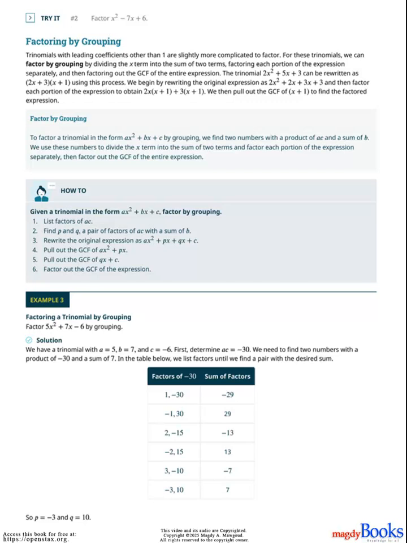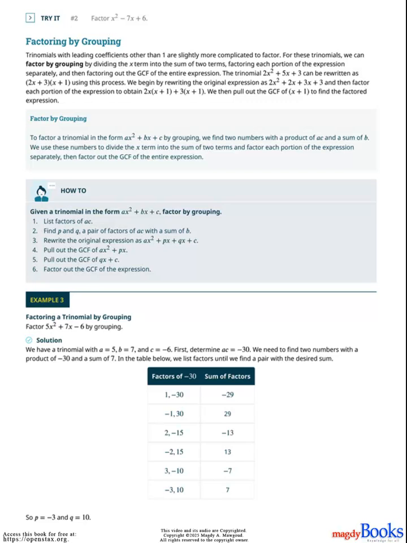1.5.3. Factoring by grouping. Trinomials with leading coefficients other than 1 are slightly more complicated to factor. For these trinomials, we can factor by grouping, by dividing the x term into the sum of two terms, factoring each portion of the expression separately, and then factoring out the GCF of the entire expression. The trinomial 2x squared plus 5x plus 3 can be rewritten as (2x plus 3) multiplied by (x plus 1).